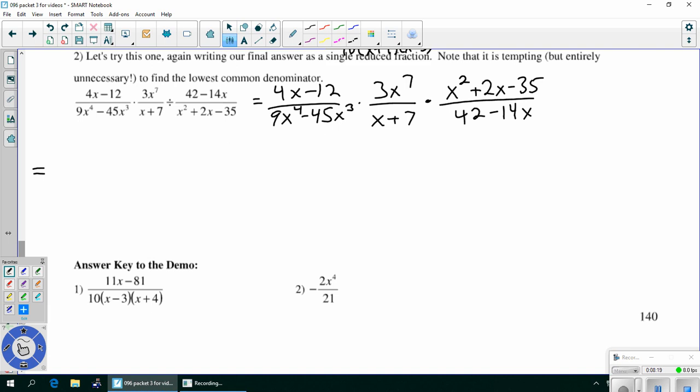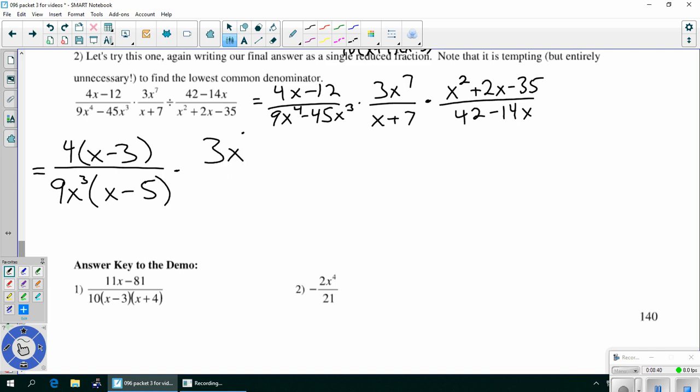Let's get rid of any foo-foos. So first numerator, 4x minus 12, greatest common factor is 4, left with x minus 3. First denominator, greatest common factor, 9, and also x to the third. Left with x minus 5. That fraction's done. Times 3x to the 7th, nothing to do there. X plus 7, nothing to do there.